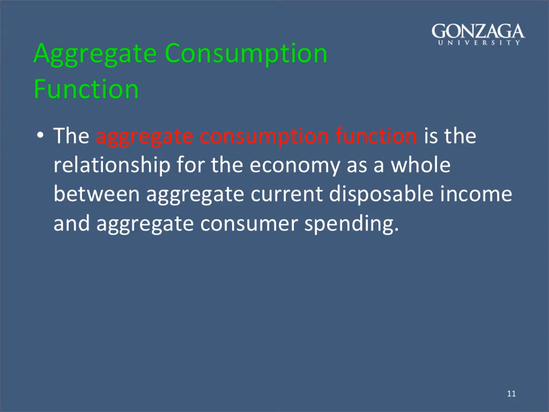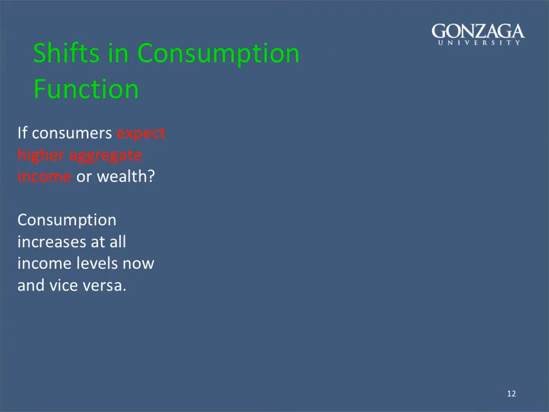So again, a little change now. Now that we understand the math behind the aggregate consumption function and why it takes the slope it does and looks like it does, we're going to look a little more at the variables that determine the aggregate consumption function, that might cause it to change over time. So we're going to look at things that might cause it to shift over time.